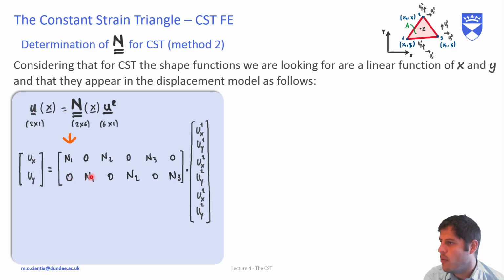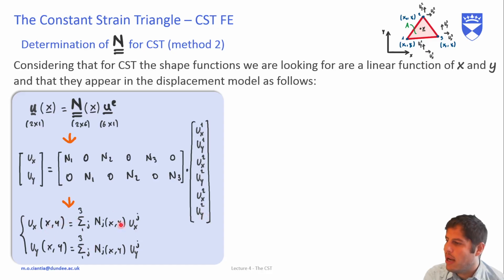I'll correct that later. But this means that ui, on the other hand, is N1 times ui1 plus ui2 times N2 plus ui3 times N3. We can write this in, let's say, condensed form, where we write that ux in any position in the element is the sum of j going from 1 to 3 of Nj, so N1, N2, and N3, xy, of uxj. Okay, the same for ui.